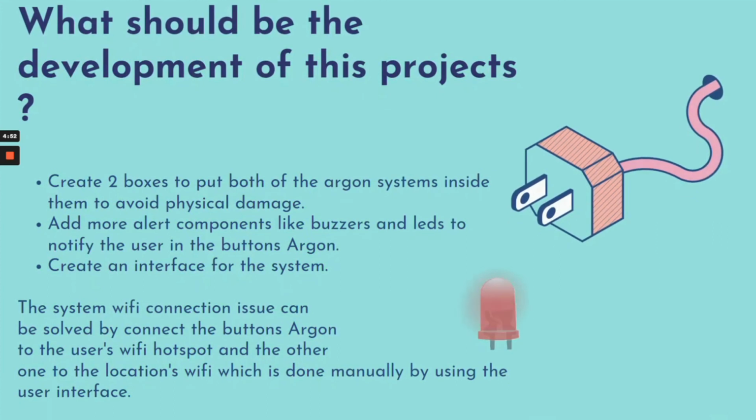So what is the future development of my project? My idea is to create two enclosures to put both of the Argon systems inside them to avoid physical damage. Another idea is to add more alert components like a buzzer and LED to notify the user in the button unit. Thirdly, to create an interface for the system. The Wi-Fi connection issue can be solved by connecting the button unit to the user's Wi-Fi hotspot and the other one to the location's Wi-Fi, which is done manually by using the user interface.